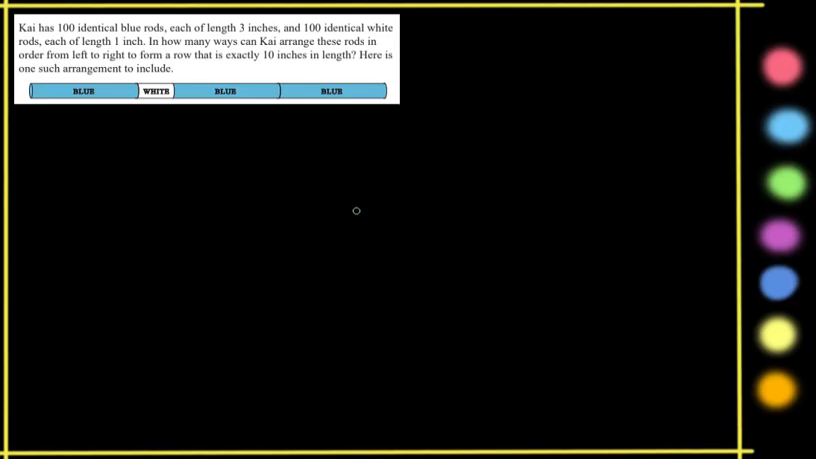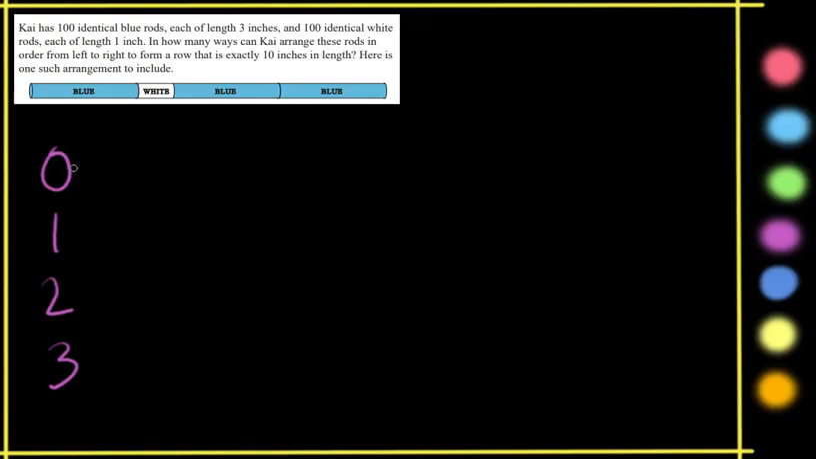So this is what we call casework. You have to break it down into a few different cases, and the nicest way to break this down is based on how many blues you have. So you could have 0 blues, 1 blue, 2 blues, or 3 blues. You can't have any more than that because 4 blues is already 12 inches. So these are our 4 cases.